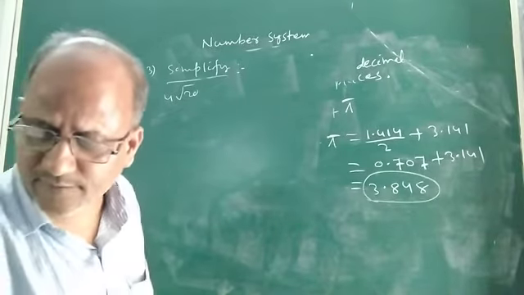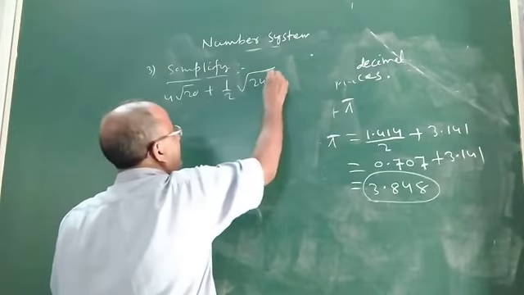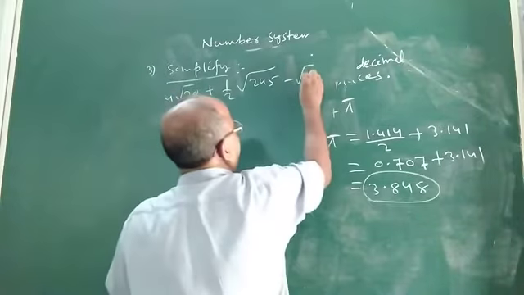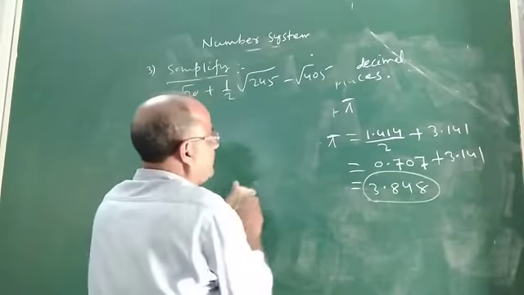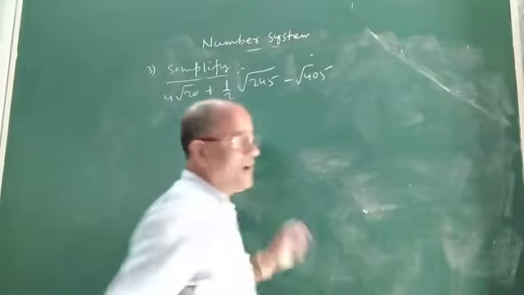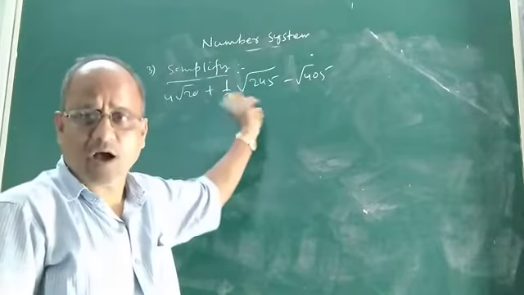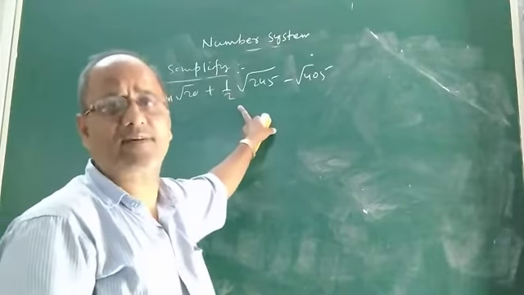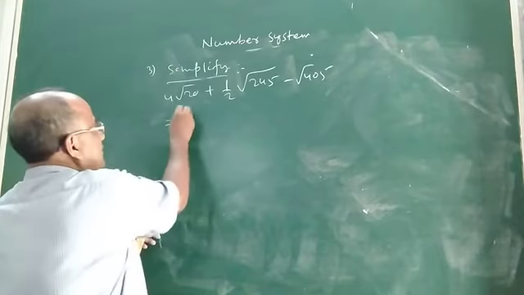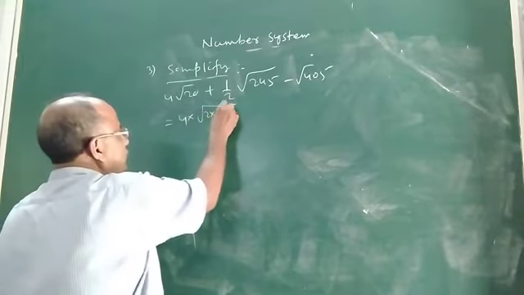4 root 20 plus 1 by 2 square root of 245 minus square root of 405. How to simplify this type of expression containing irrational numbers? What is the process? This is 4 into root 20, you break 20 as 2 into 2 into 5.